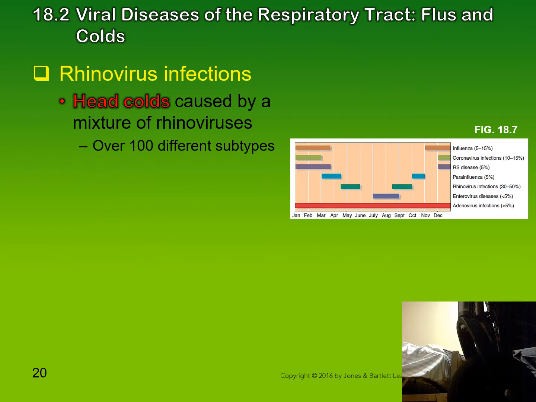Now that chart shows you the months that the different diseases predominate, are most prominent, and you can see that respiratory diseases, like a cold, are going to have certain times of the year when they're most common.